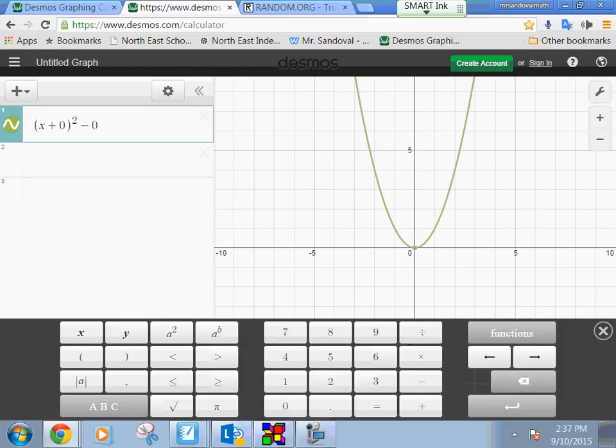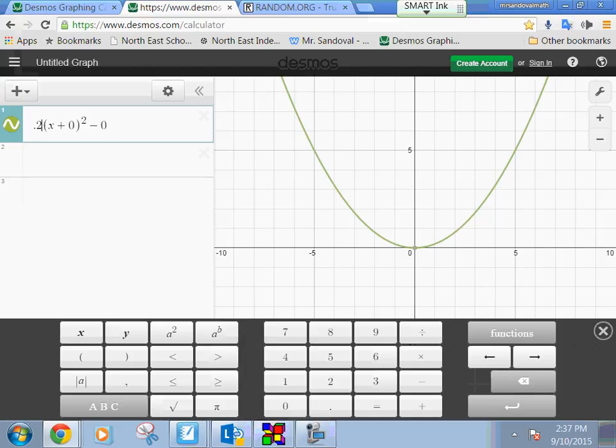Right now, I just have the parent function x squared because I just put the identity values on all the rest, including the a. The a currently is 1. I'm going to change that to a decimal and see what happens. Now, let's say I did 0.2. Does everybody see what it did? It made it wider, exactly.